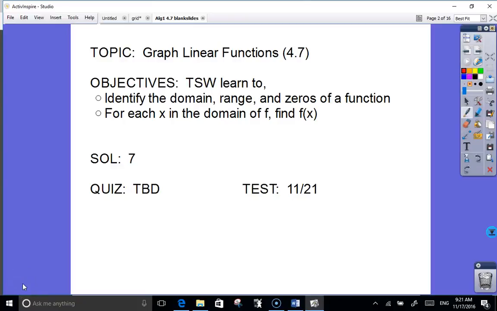Okay, let's go. Right, this is the last section of this unit. Next class we'll review and then we'll test on Monday.